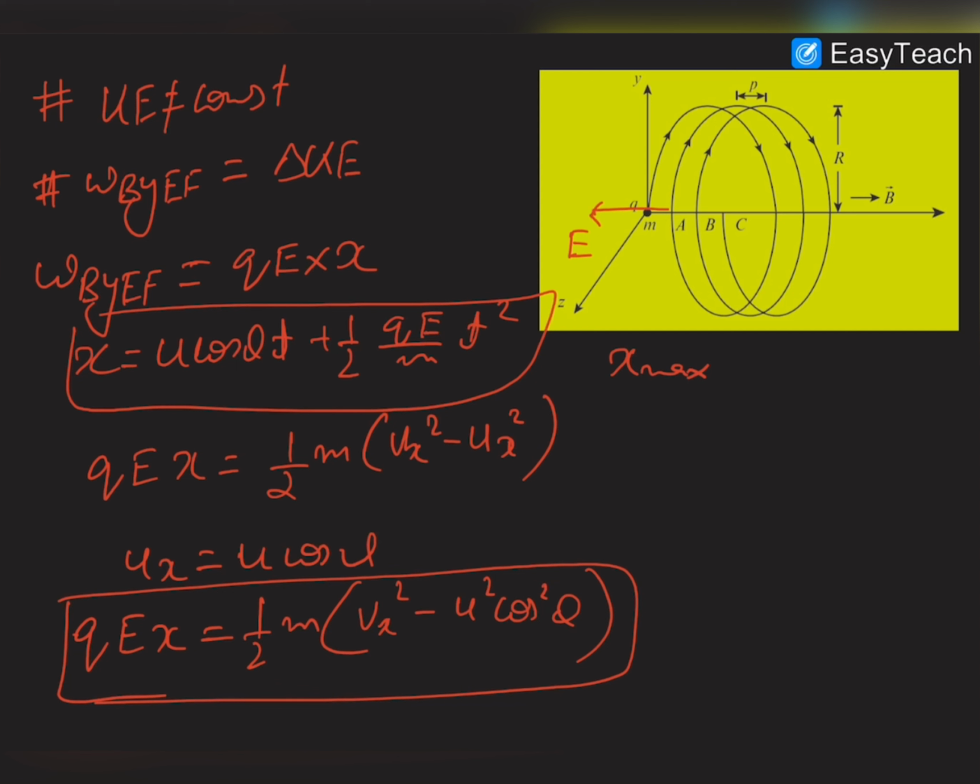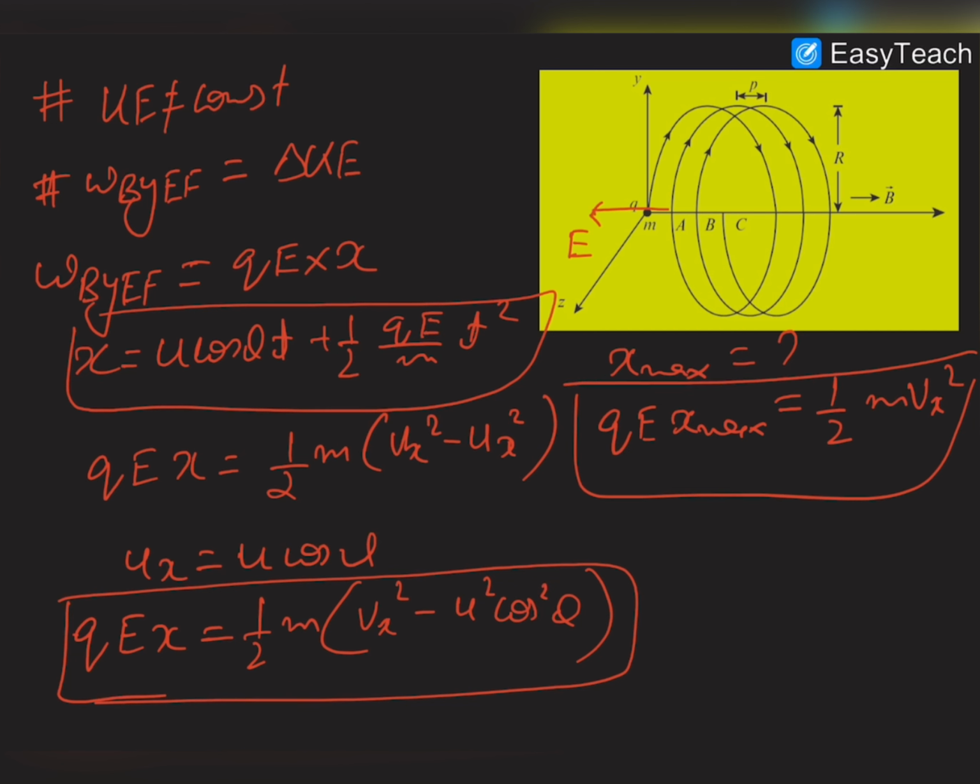So this maximum x coordinate of the particle will be given by qE, which is the work done against the electric field, qE into x max, and that is equal to half m Vx square. So you can see that the maximum x coordinate can be calculated by this formula: half m Vx square upon qE.